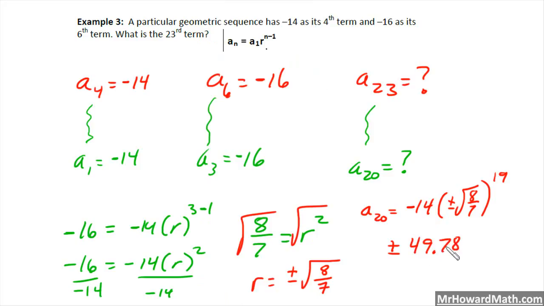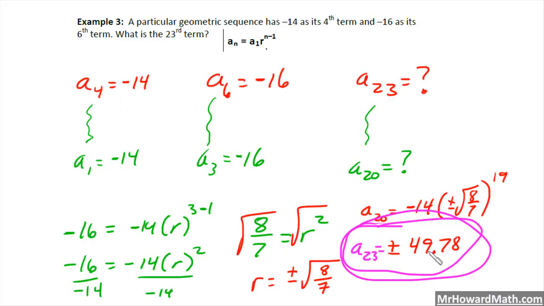Plus or minus 49.78. So our adjusted value there, so this was our original a sub 23, is equal to plus or minus 49.78. Again, for clarification, we were finding the actual 23rd term based on the given information, but we did adjust it to a sub 20. So at the end, you need to make sure and go back to your original, because we are actually finding the 23rd term, not the 20th term. We have to make that adjustment in the beginning, and then at the very end make the adjustment back to get our answer. The 23rd term would be plus or minus 49.78.